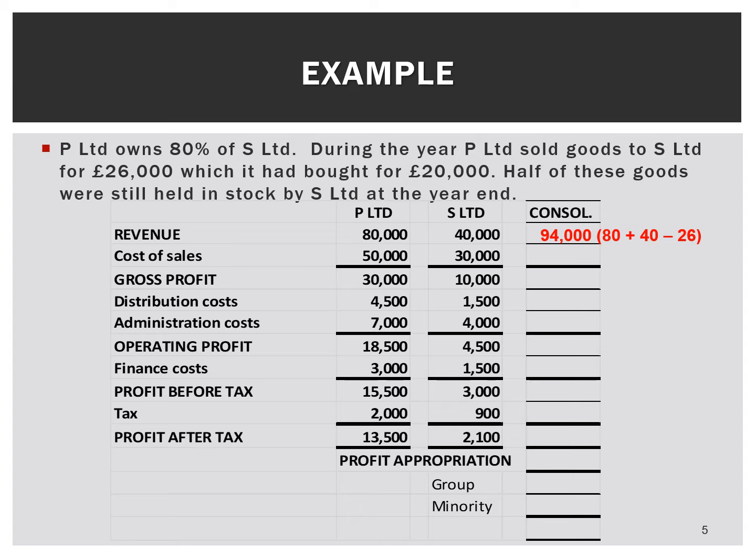That will give us a consolidated revenue figure of £94,000. We've added the 80,000 and the 40,000, but then deducted the 26,000 intercompany sale that would be included in the parent company's revenue figure. And then as far as cost of sales is concerned, we've got a figure of 57,000. That's the 50 and the 30 added together.